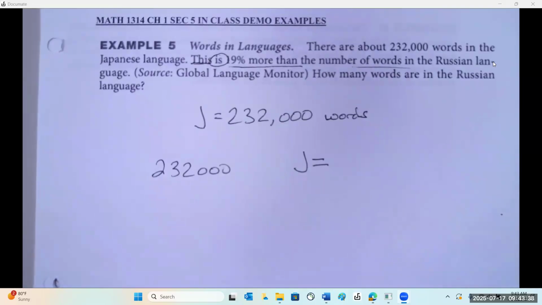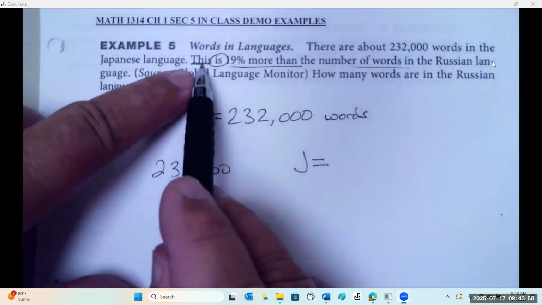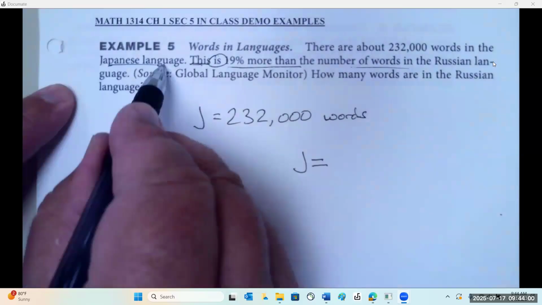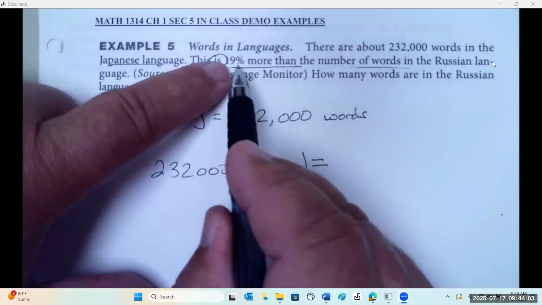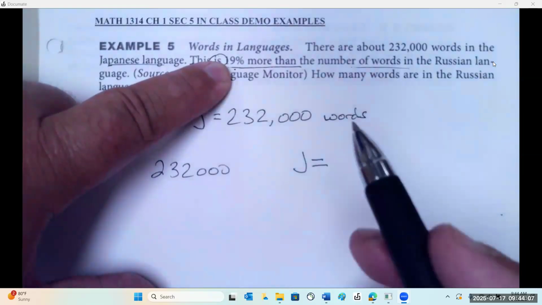We're not graphing an equation. In other words, if you look at it that way, what you're saying is that if Russia gets more words, then Japan has to get more words. It's not an equation like that. This is saying exactly how many words there are. So the number of words in the Japanese language, that's what this is. It says the Japanese language is 19% more than the Russian language.